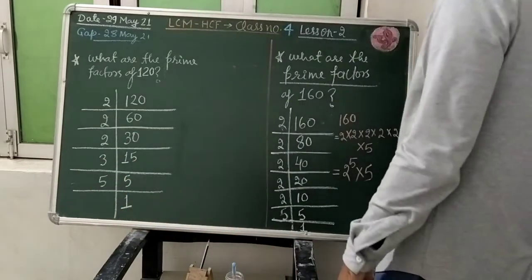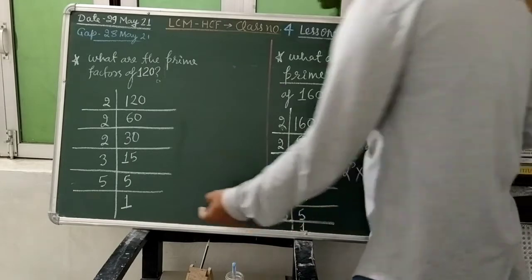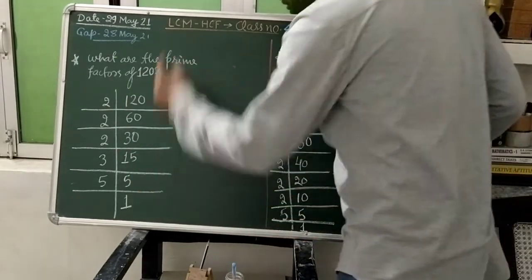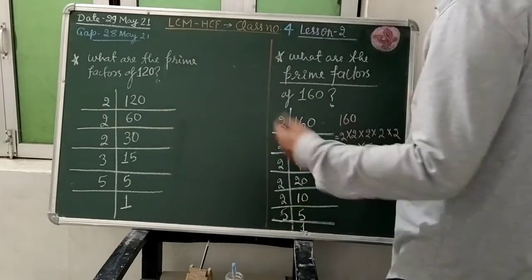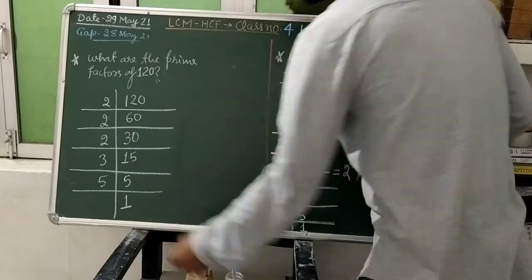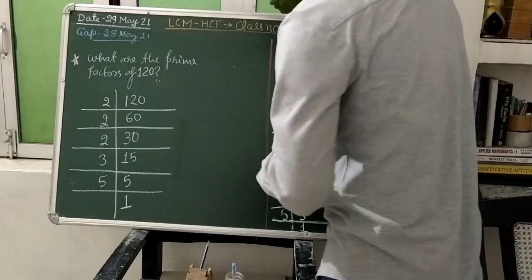1 time. So until 1 is not coming, this division of the vertical line into the horizontal line will continue, and we shall select the numbers until 1 comes. So of course, students, how can we write this 120?